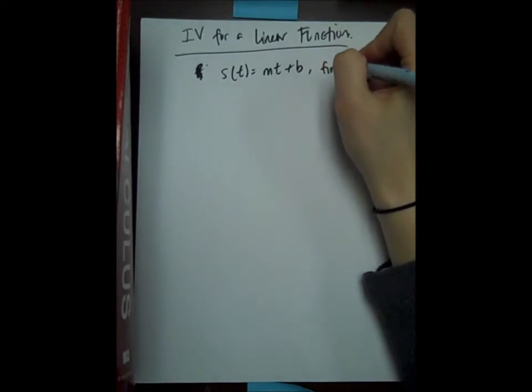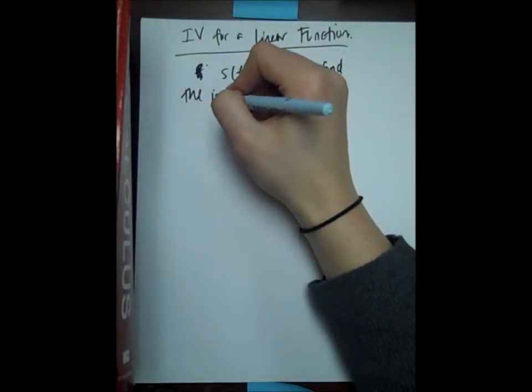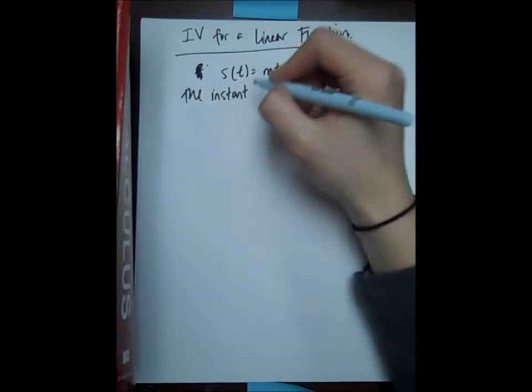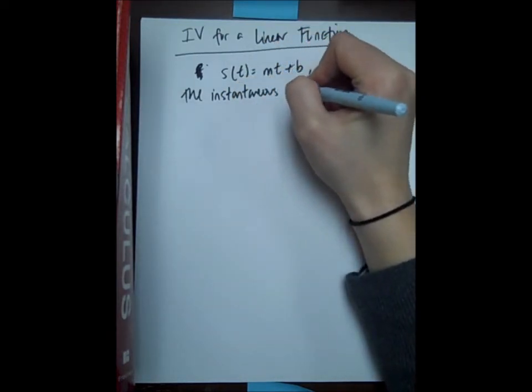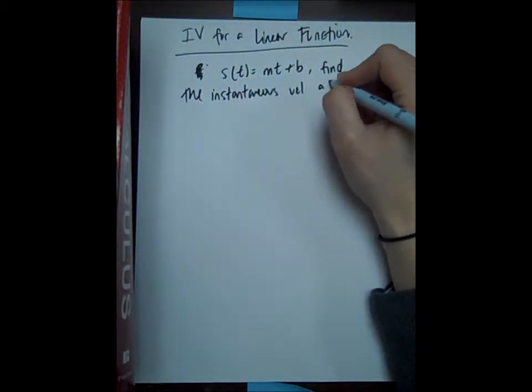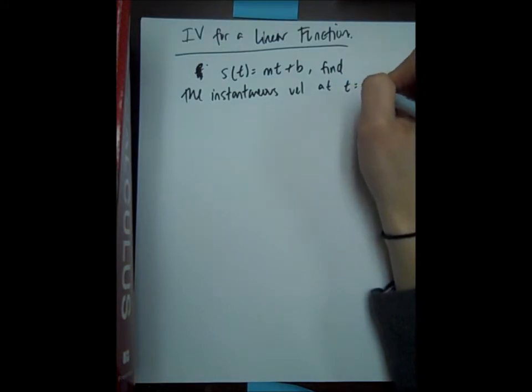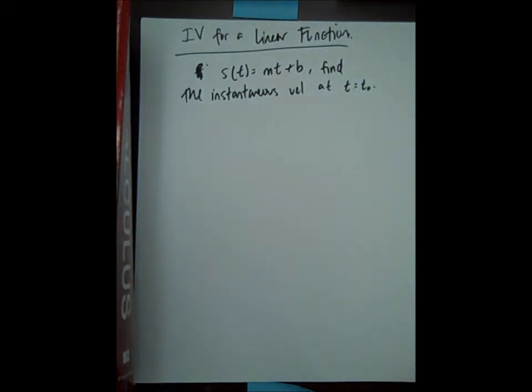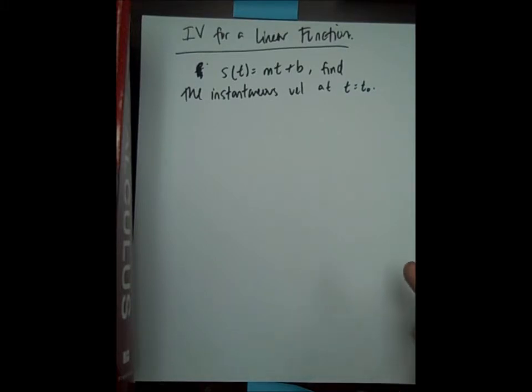And let's find the instantaneous velocity at t naught. So t naught is t with a little circle as a subscript. What that means is my starting point. So let's see. How could I actually do this? Well, the instantaneous velocity, remember, was approximated by finding the average velocity and getting closer and closer to t naught. So let's see what happens.